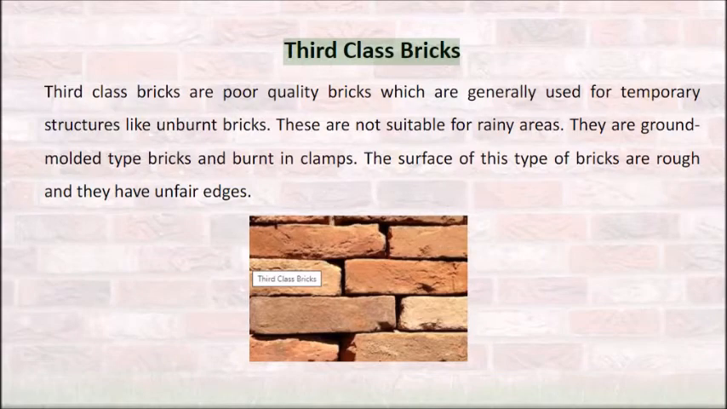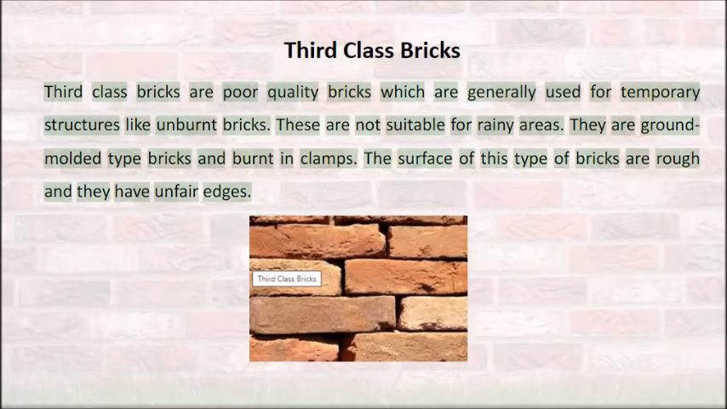Third-class bricks. Third-class bricks are poor quality bricks which are generally used for temporary structures like unburnt bricks. These are not suitable for rainy areas. They are ground molded bricks and burnt in clamps. The surface of this type of brick is rough and they have unfair edges.